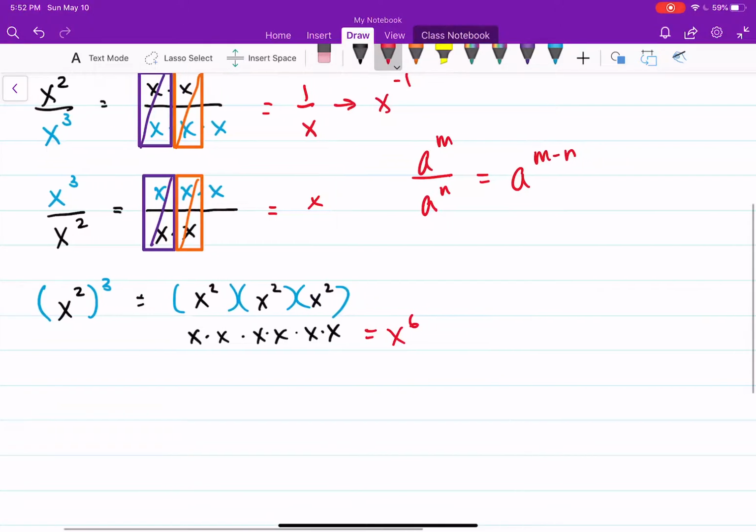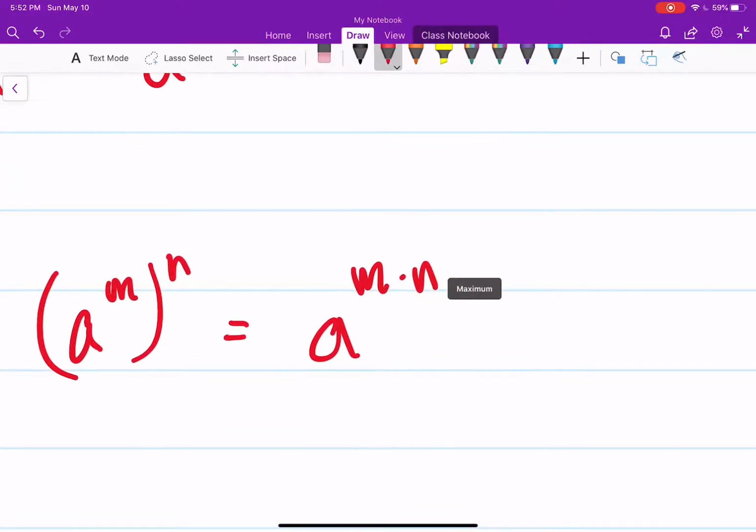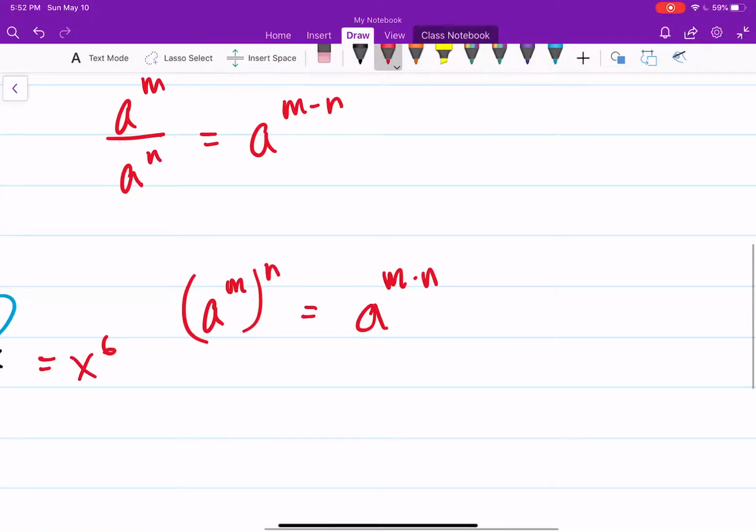Or what did I do with the 2 and 3 to get 6? Well, that means a to the m raised to the nth power, I would say that it's a to the m times n. Okay? So notice that these two here are right next to each other. So maybe that will help you remember that we will multiply them, because it's pretty much saying m times n, right? So it's the same idea, all right? So if you want to think of it that way, you're more than welcome to, all right?